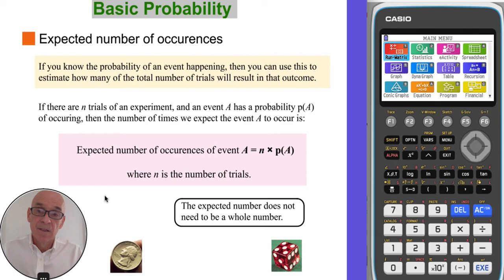And finally, the expected number of occurrences. If we know the probability of an event happening, and we repeat that experiment several times, we can estimate the expected number of occurrences of that event by multiplying the probability by the number of trials. The answer doesn't have to be a whole number, although we could round it to the nearest whole number if that's more appropriate.